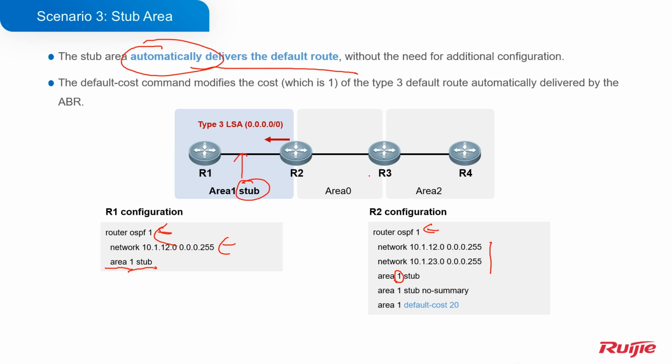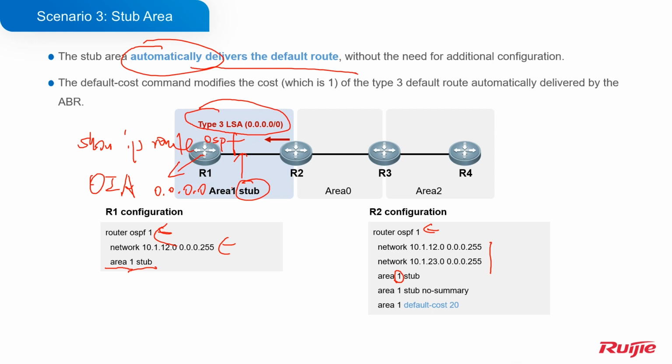Okay. And for the stub area, we can deliver the default route automatically into the stub area. So now if we go to the R1 device and use the show ip route ospf command, we can see the type 3 LSA information. The route is O IA, and we can see the O IA routing entry is 0.0.0.0. Okay, we can see this routing entry on our routing table.